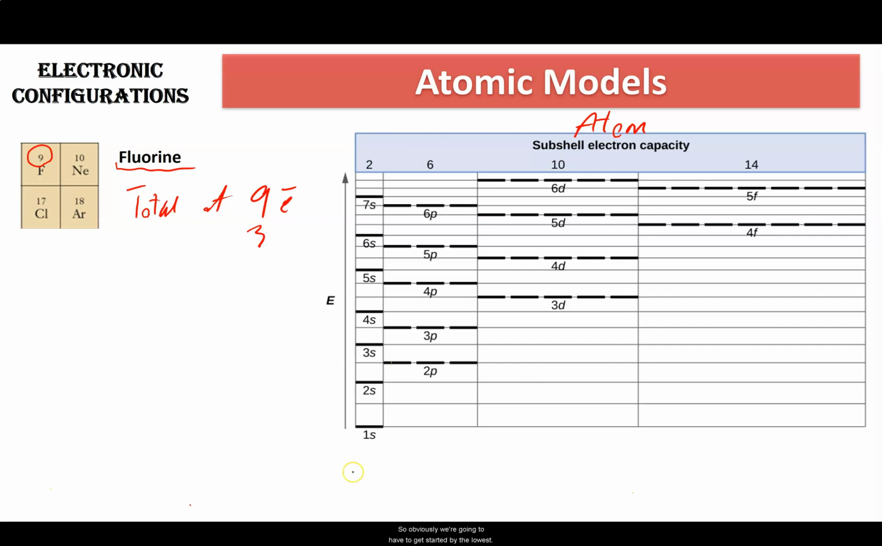So obviously, we're going to have to get started by the lowest orbital. Why? Because that's the lowest in amount of energy. So notice that this axis over here is showing the energy level, and as we are going up one floor, the energy level is going to increase. So would the energy of the electrons within those floors.